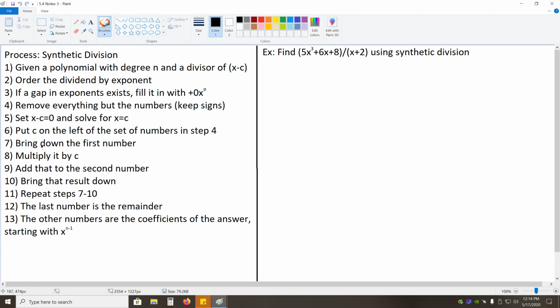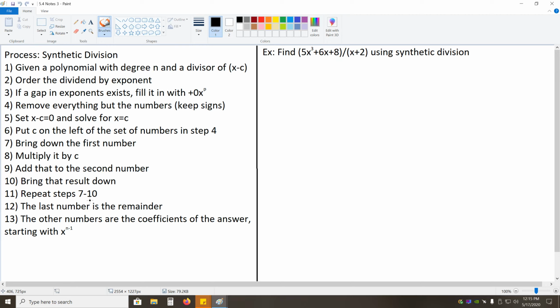At this point, it's going to be somewhat similar to long division. We're going to bring down the first number, multiply it by that number off to the left, the c value, and then add that to the second number, and that result will be brought down, and then we'll just keep repeating these steps over and over until we run out of numbers to keep adding. And at this point, we now have our answer.